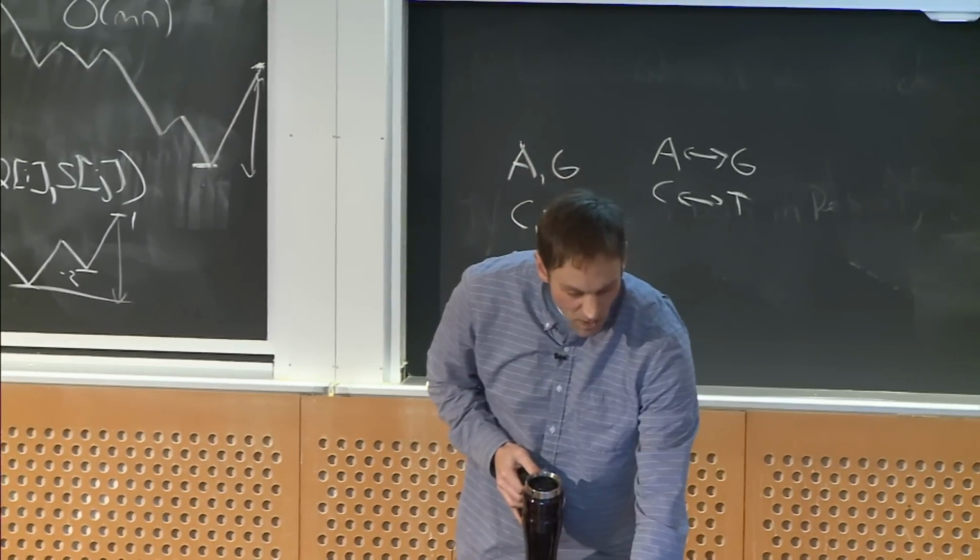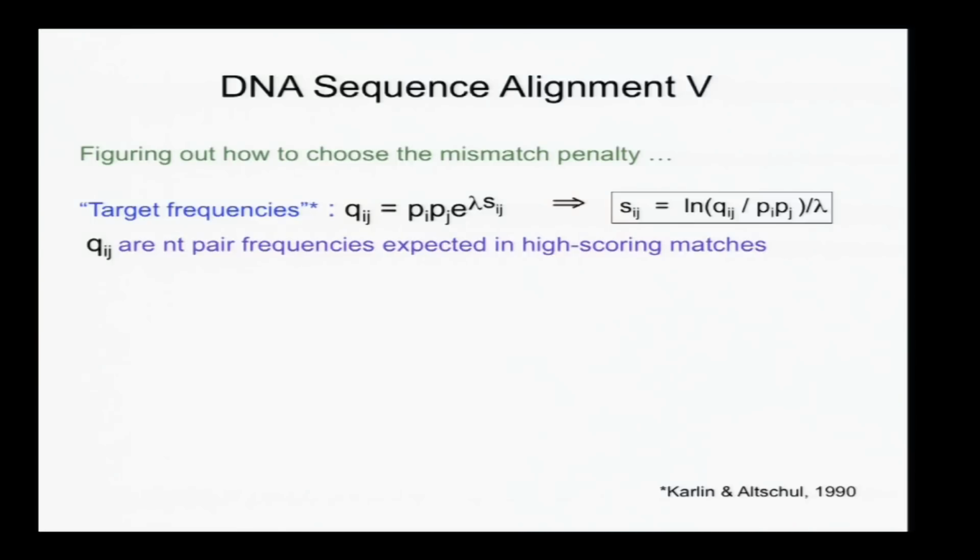Okay. All right. So let's just do a little bit more. It turns out that the Karlin-Altschul theory, in addition to telling you the p-value of your match, the statistical significance, also tells you what the matches will look like in terms of what fraction of identity they will have. This is the so-called target frequency equation.